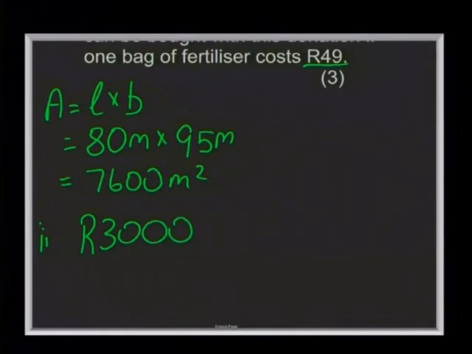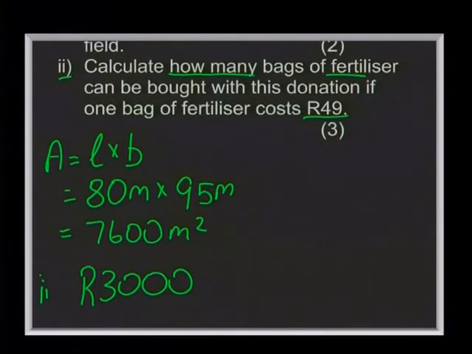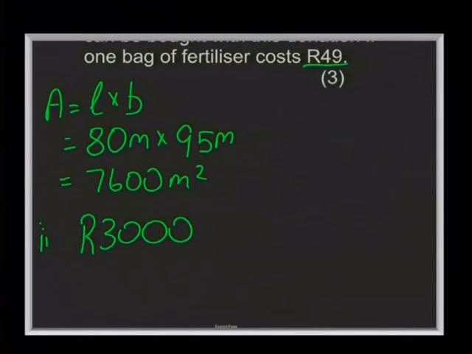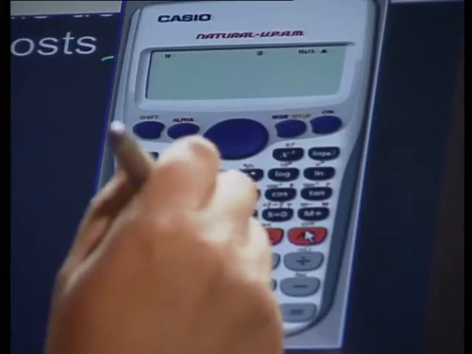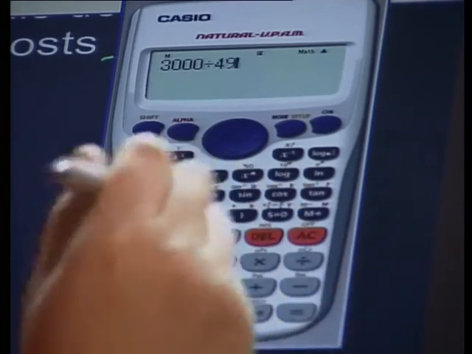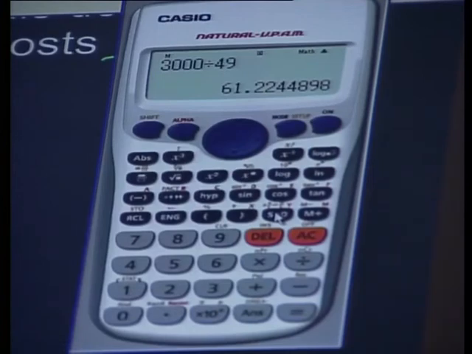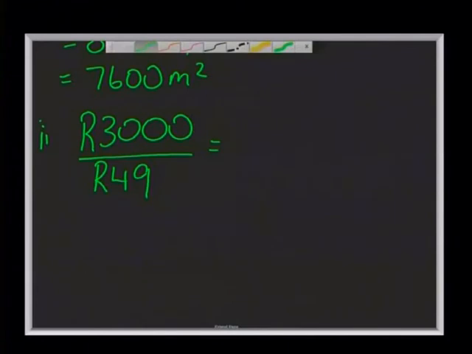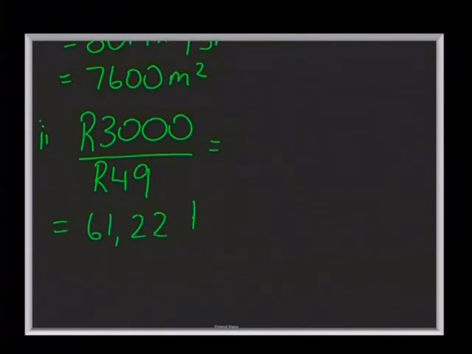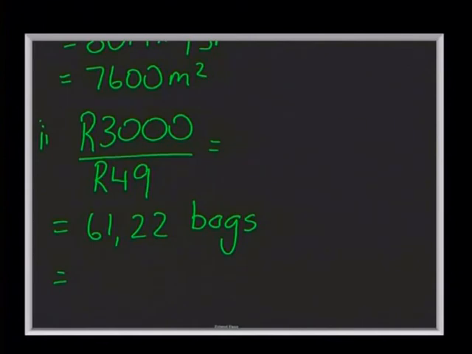We want to know how many bags of fertilizer they can buy if one bag costs 49 Rand. So we're going to take the amount of money that they donated and divide it by 49 Rand. And that's going to give us how many bags of fertilizer can be bought. So we need our calculator. 3,000 divided by 49 Rand each, and we get an answer of 61,22. So let's write that in. 61,22 bags. But now, can we go and buy 0,22 of a bag of fertilizer? No, we can't. We need to buy whole bags. Can we buy 62 bags? We don't have enough money for 62 bags. So in this case, we're going to round down, and we're going to say we can buy 61 bags of fertilizer.